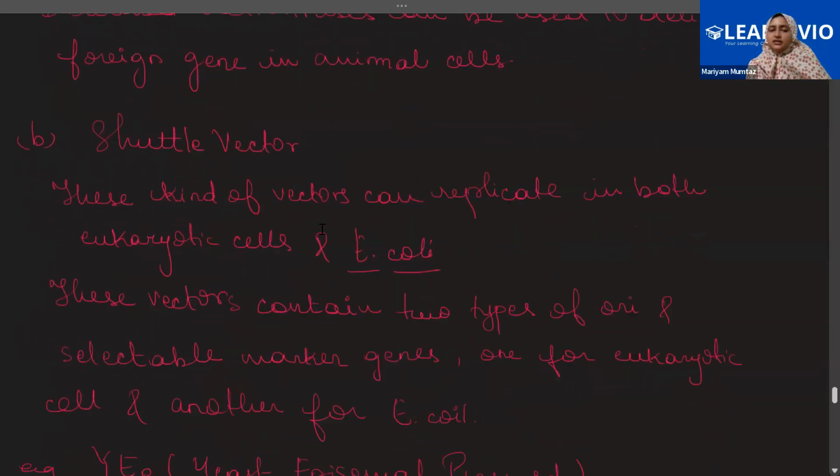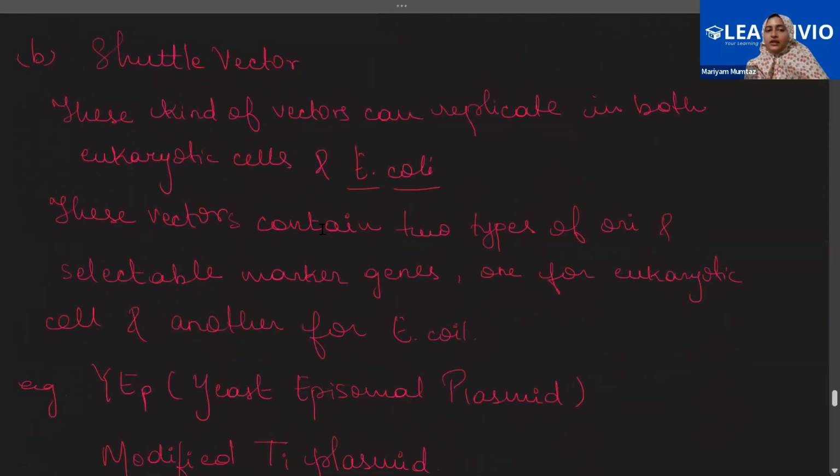Then comes a thing called a shuttle vector. I don't think it's there in your NCERT. Just listen. The things that are there in your NCERT, you people are not learning, so I'll not expect you to learn this. But you should see the shuttle vectors. These are different kinds of vectors. Normally for plants there is a different vector, and for bacteria there is a different vector.